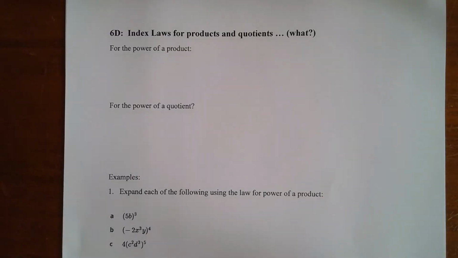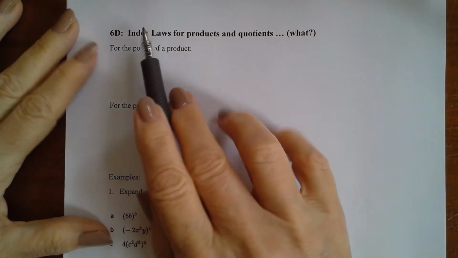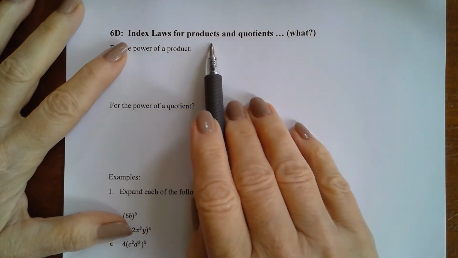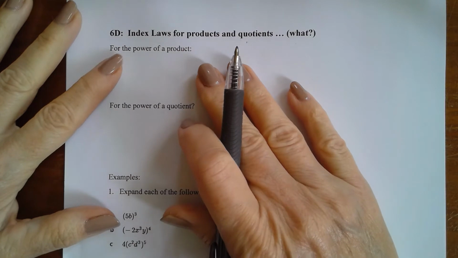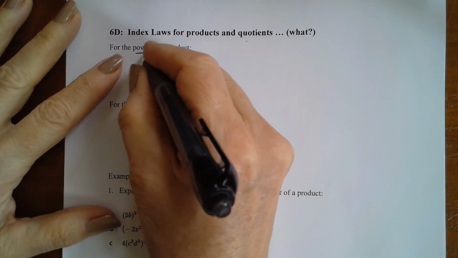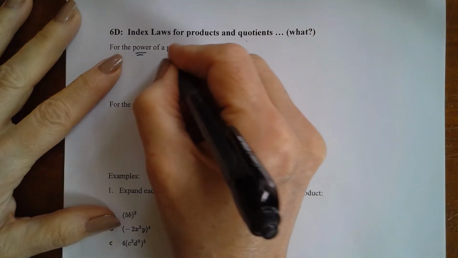Okay, girls, this is the video for 6D. This is the index laws for products and quotients. What does that mean? So let's talk about the power or index of a product.